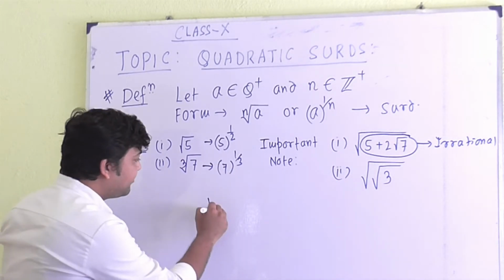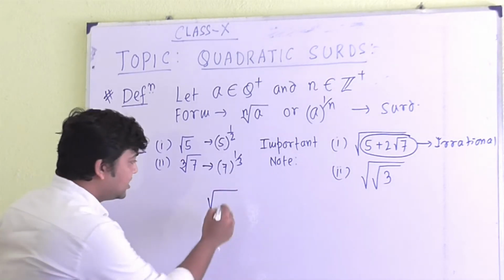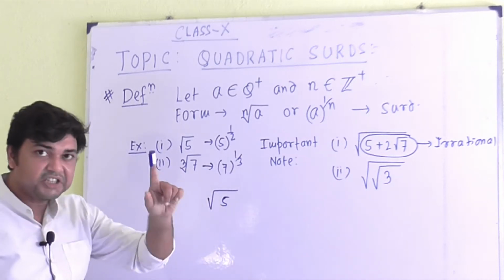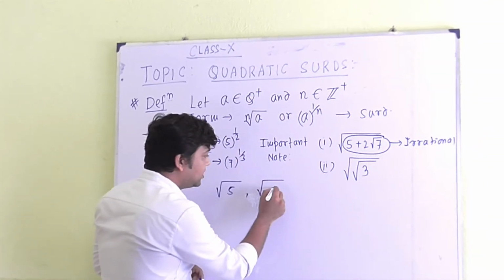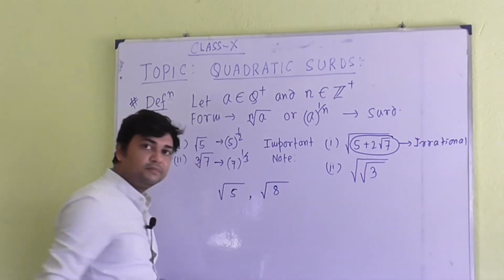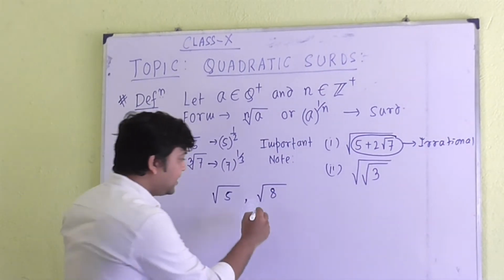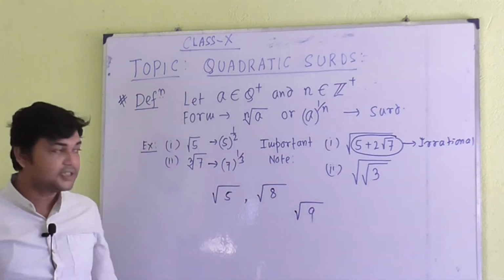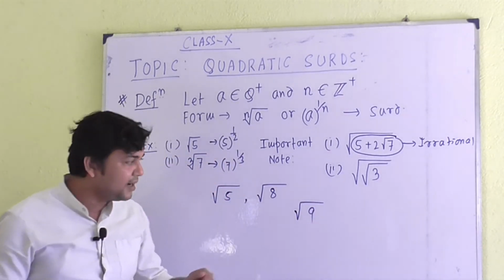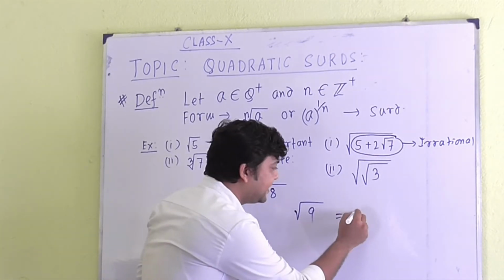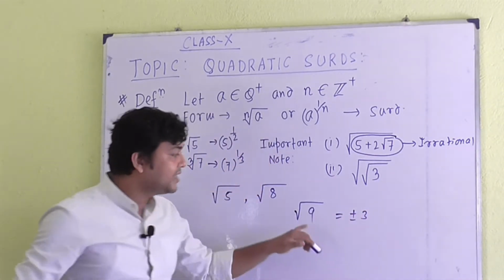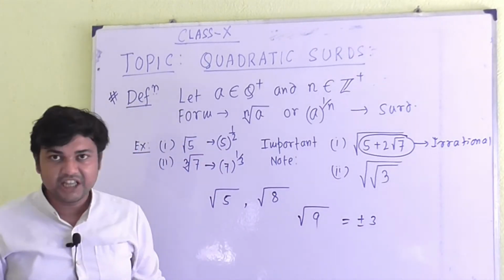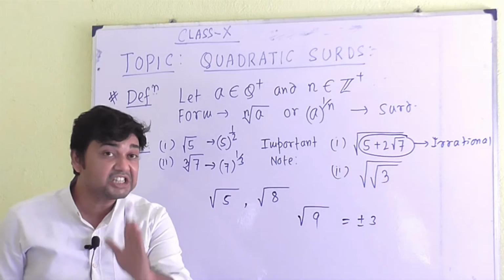Inside the square root, if we find a rational number, suppose 5, and 5 is a rational number, we know that, so root 5 is a surd. Root 8 is a surd. But if someone asks you, root 9, is it a surd? No, it is not a surd, because 9 is a perfect square and root over 9 can be written as plus or minus 3. So that will give you a rational number. A surd cannot give you a rational number. A surd always gives you an irrational number.